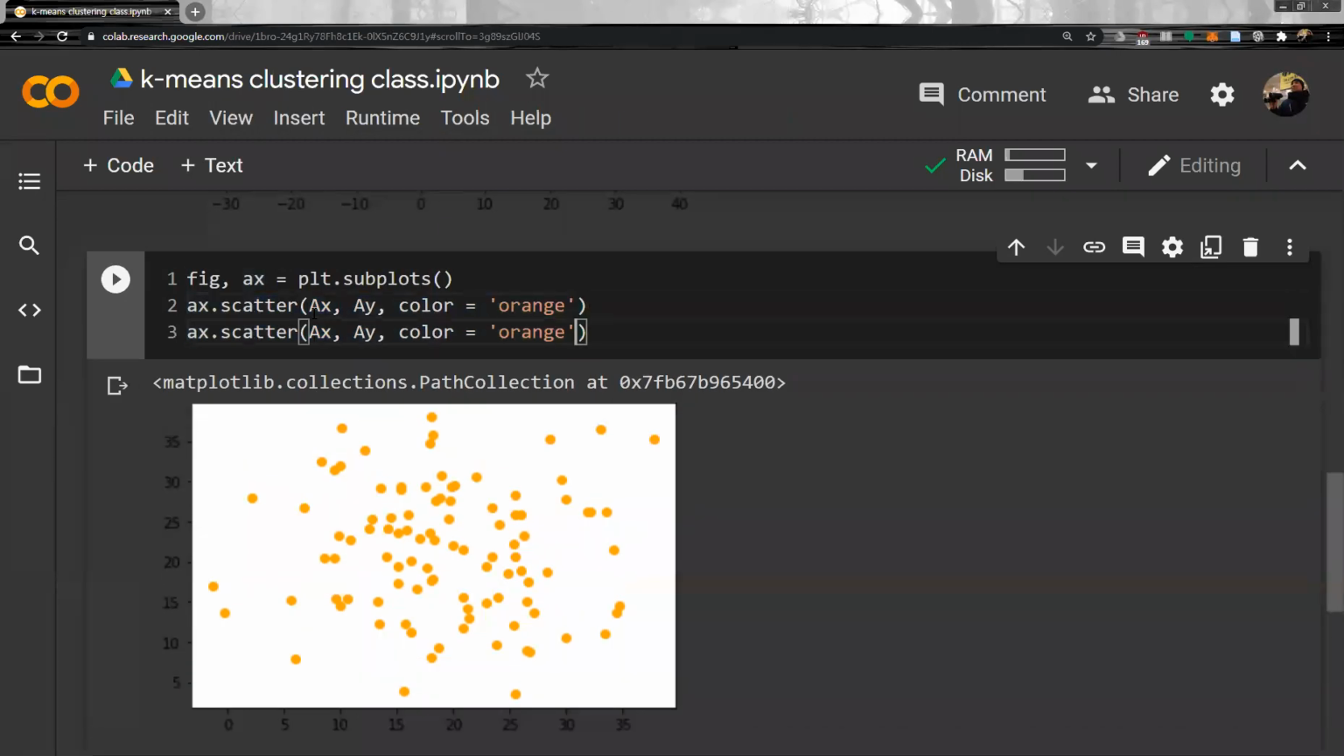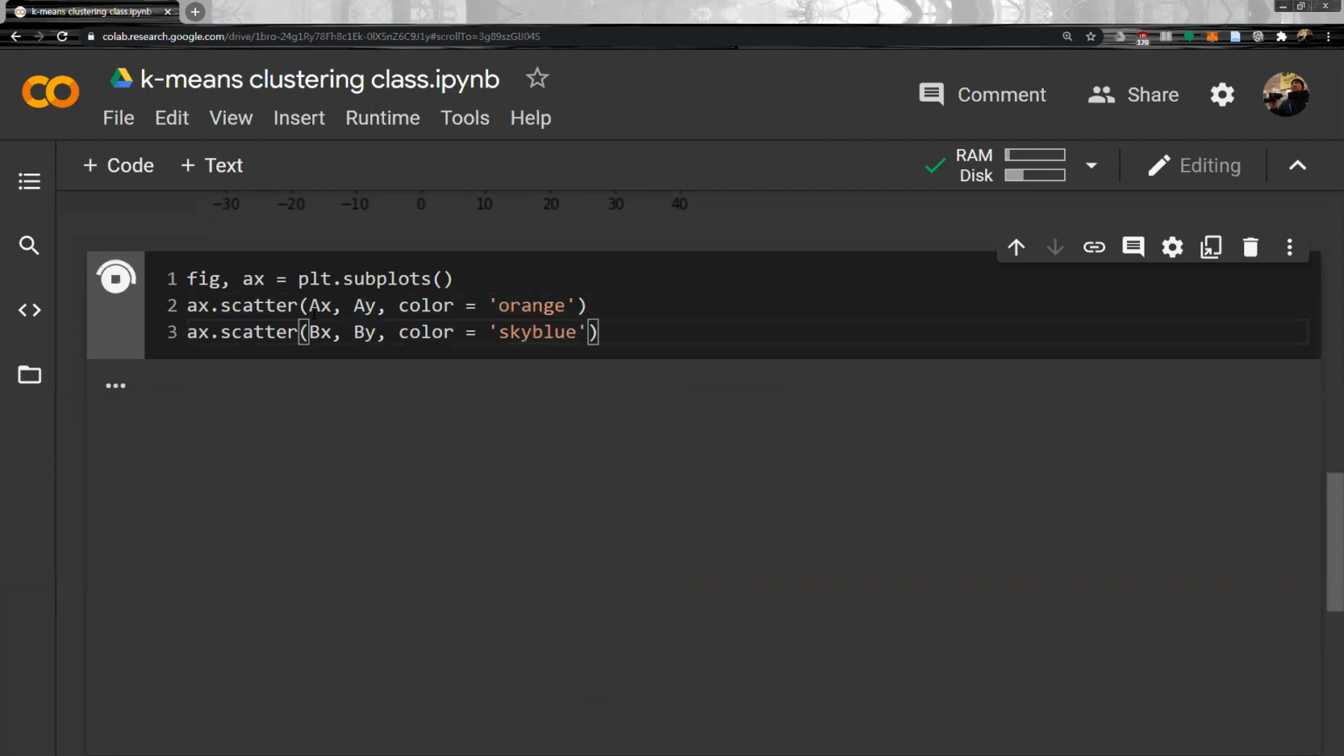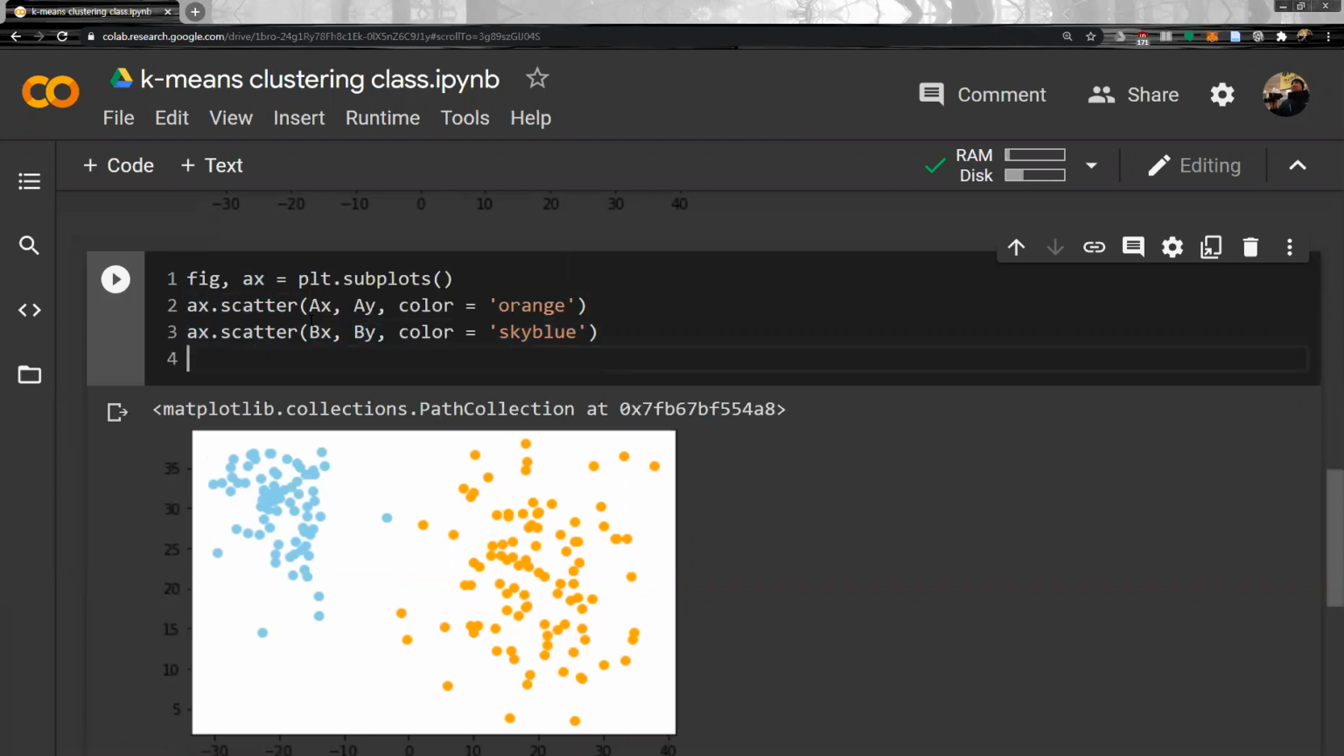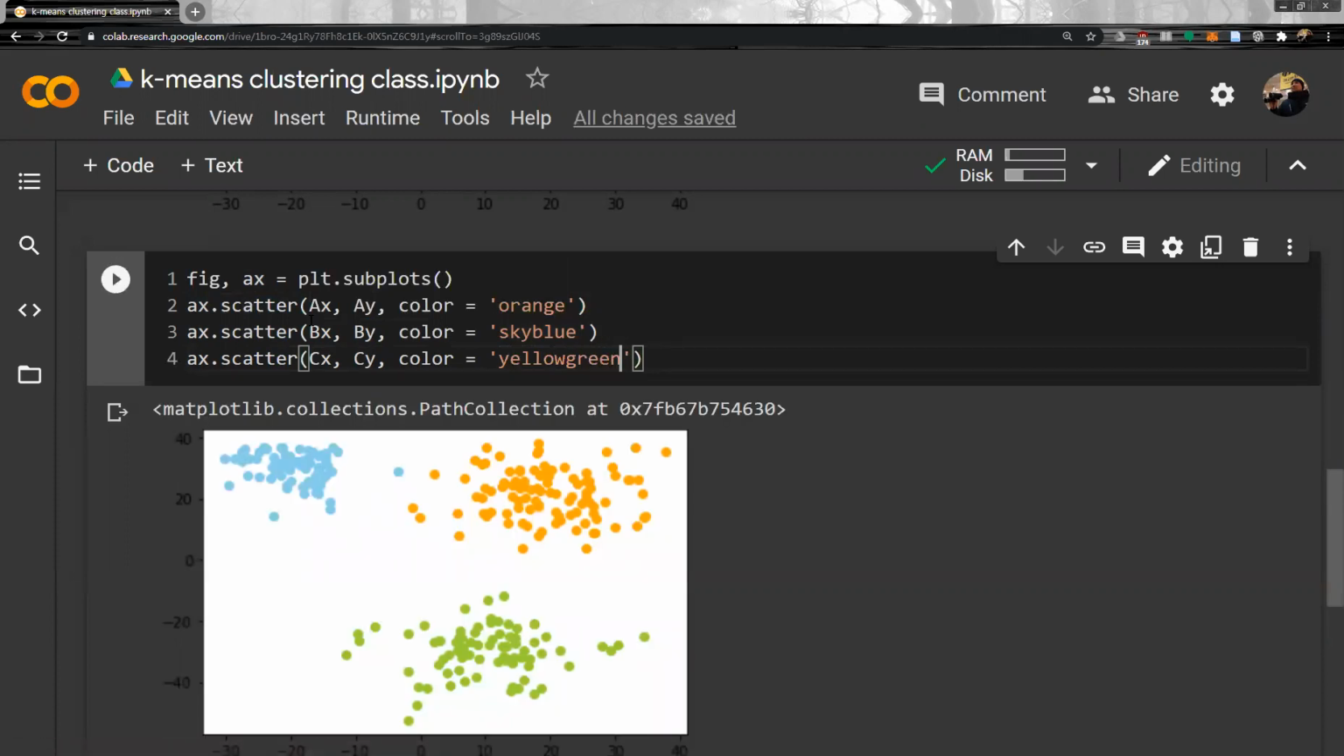And then B. Let's add B. This one is, we think, sky blue. Okay, and then the third one, CX, CY. Which color is this one? Yellow green. Okay, this is good. Okay, so we have 3 colors.